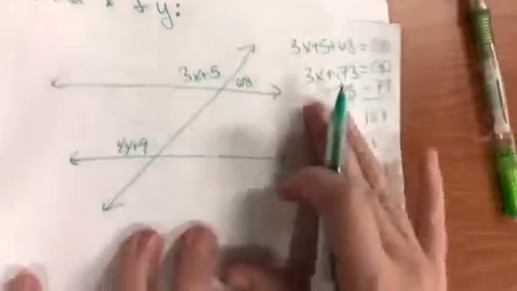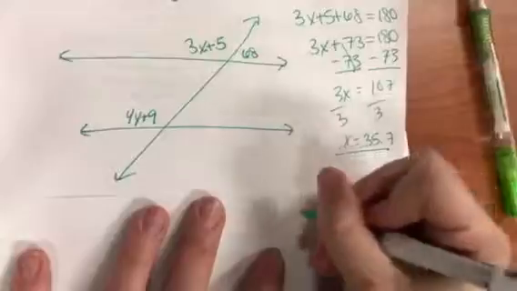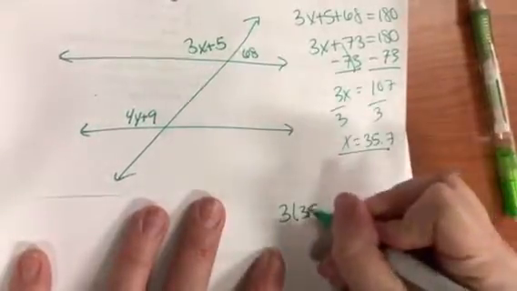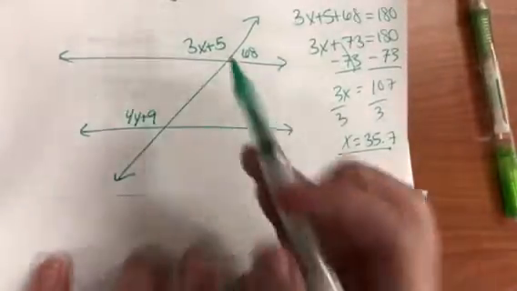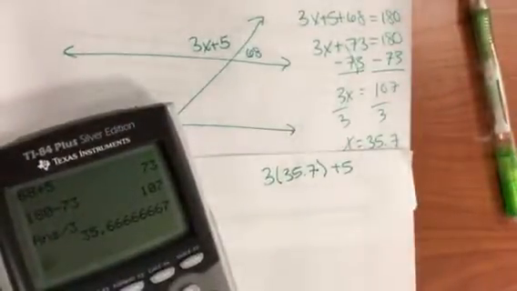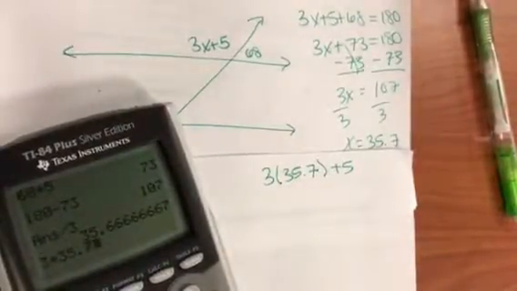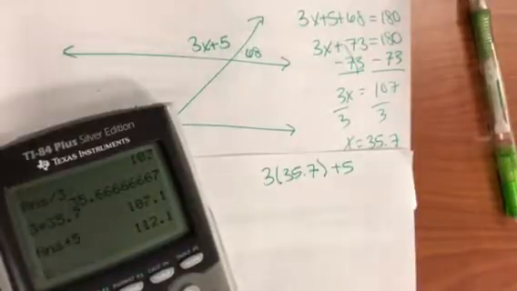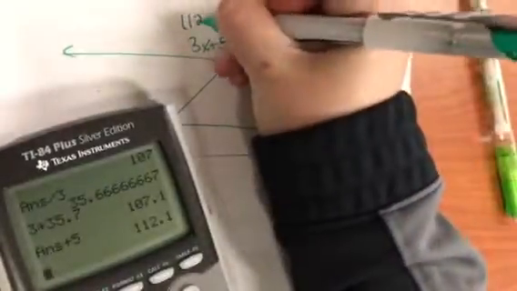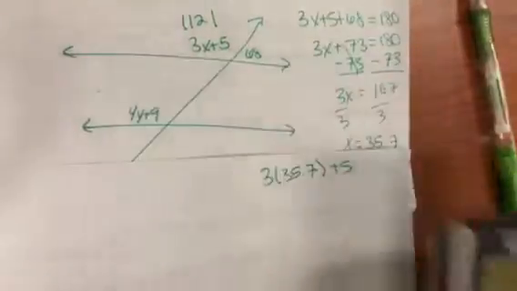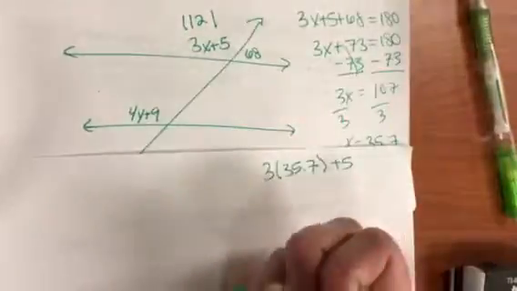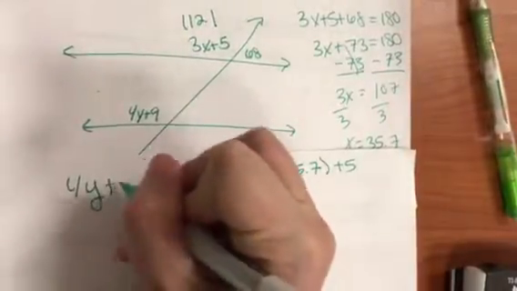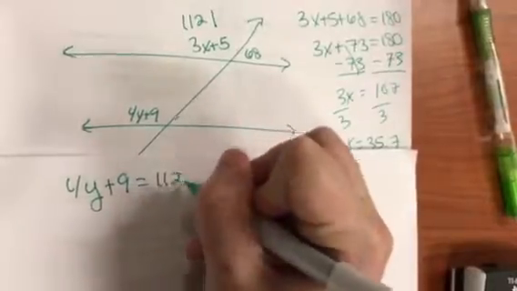So let's plug the 35.7 into x. 3 times 35.7 plus 5, and find out what the actual angle is. Let's grab the calculator: 3 times 35.7 plus 5. So my angle is 112.1. Now that I have that, can I solve for y? Yes, because we just said they're equal. So I'm going to set them equal: 4y plus 9 equals 112.1.